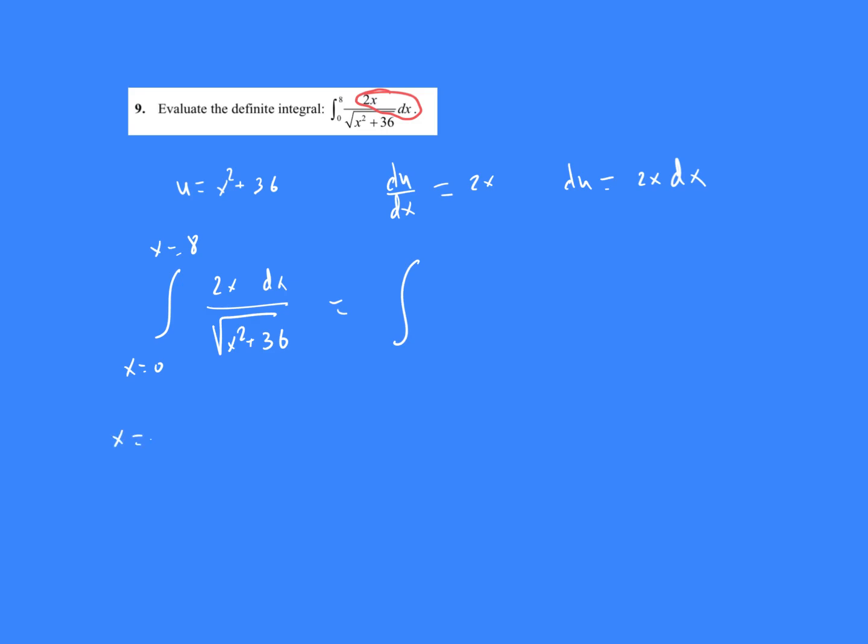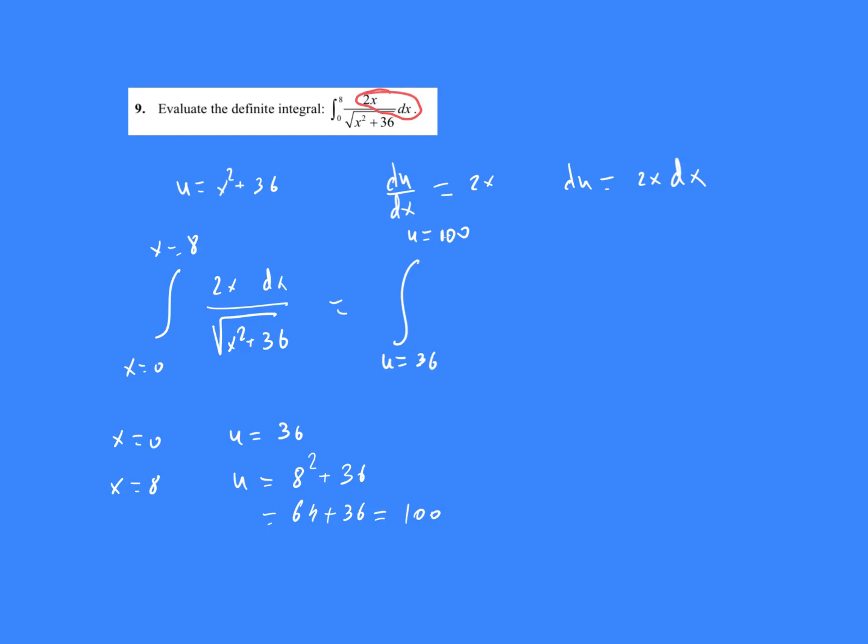When x equals 0, u equals 36, because u is x squared plus 36. When x equals 8, u will be 8 squared plus 36. 8 by 8 is 64, and 64 plus 36 is 100. So it's from u equals 36 to u equals 100. In this way, I avoid reconverting the equation to x.